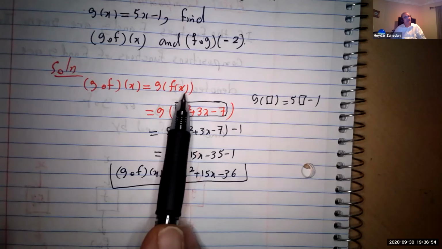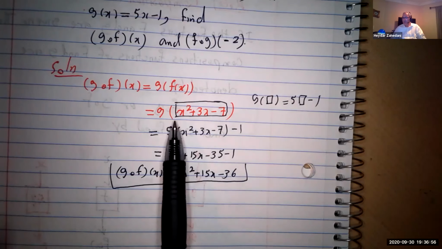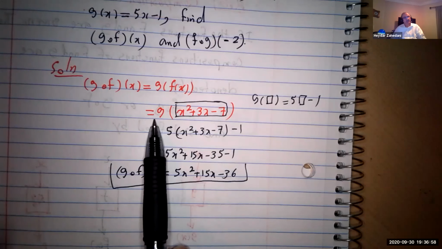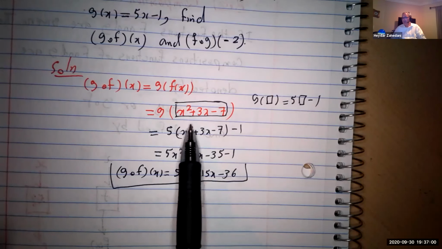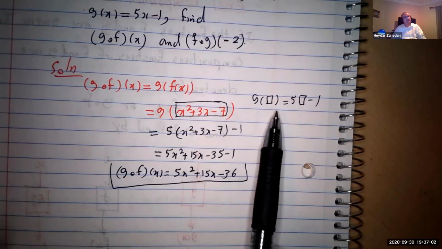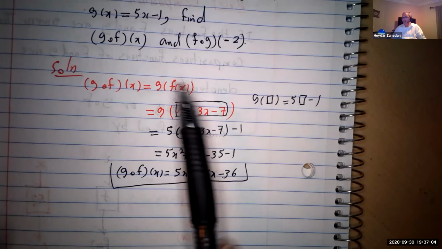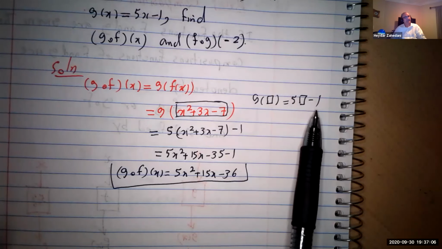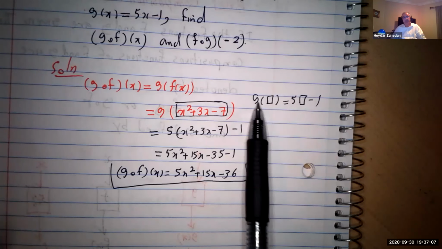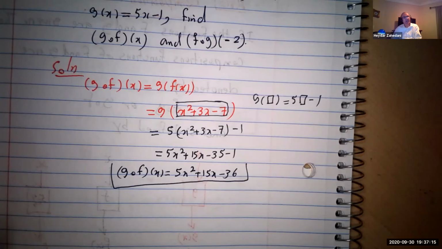The f function goes first, it is the inside function. This is going to be inside of the g, so whatever you have, you drop it inside the g. g of x is 5x minus 1, so g of the input is 5 times the input minus 1. You just substitute, simplify it, and do that. Any question? So that's g of f.